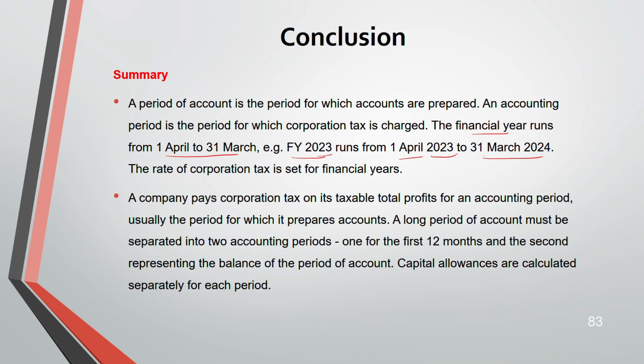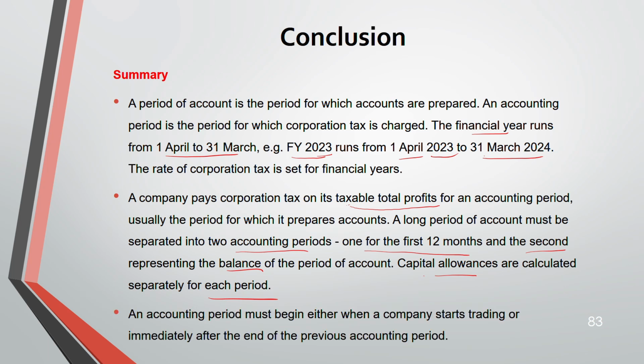Now, companies pay corporation tax on their taxable total profit. And sometimes they might have two accounting periods. Their period of account might be divided into two accounting periods, especially if they are having more than 12 months. So the first accounting period would be for the first 12 months. The second is the balance. And capital allowances are also calculated separately for each period.